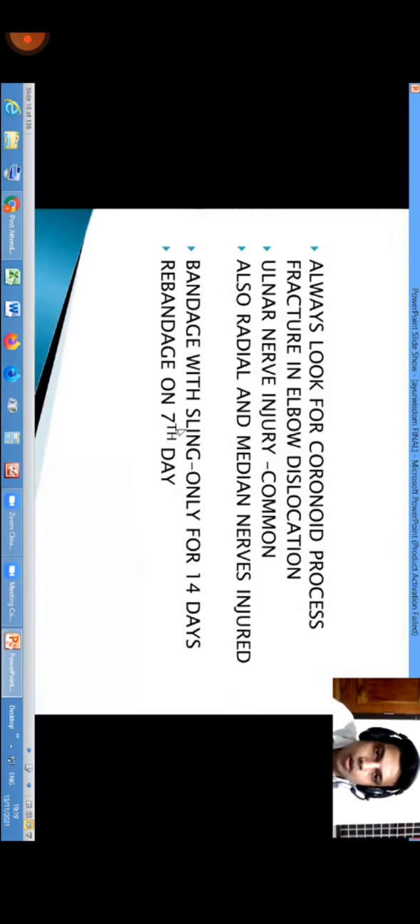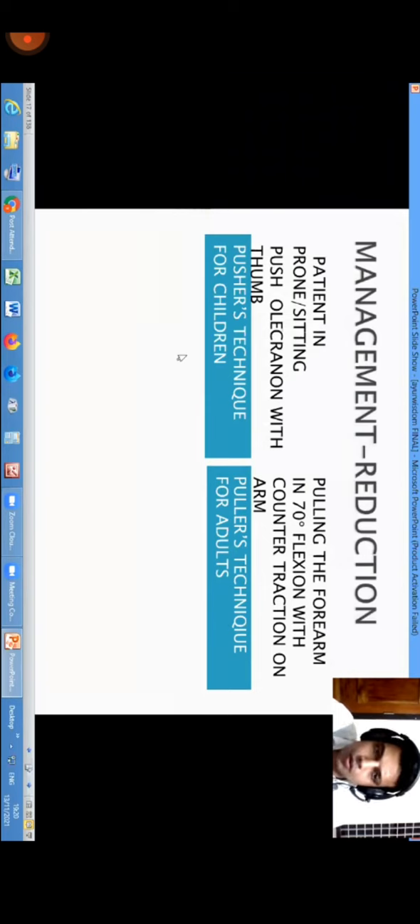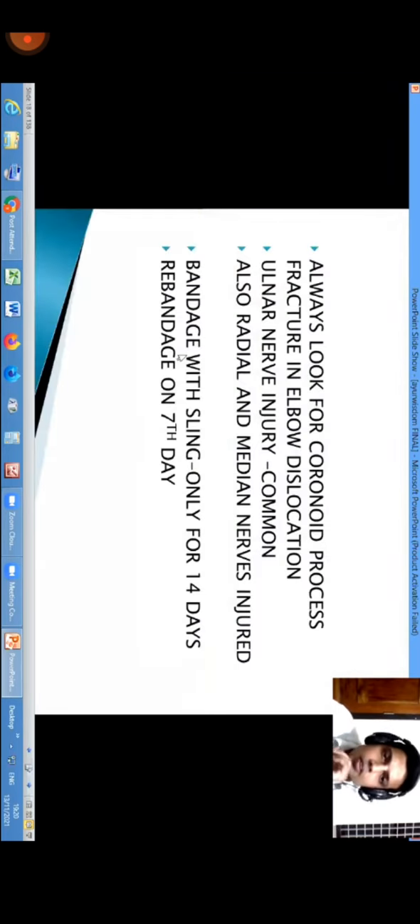Take care of coronoid fracture. The coronoid process may be fractured. This is the coronoid process, as we see in this picture. Here, no fracture is there, but there is a chance of coronoid process fracture because of the friction of the humerus over this area. So, take care of the coronoid bone. Always look for coronoid process fracture in elbow dislocation.